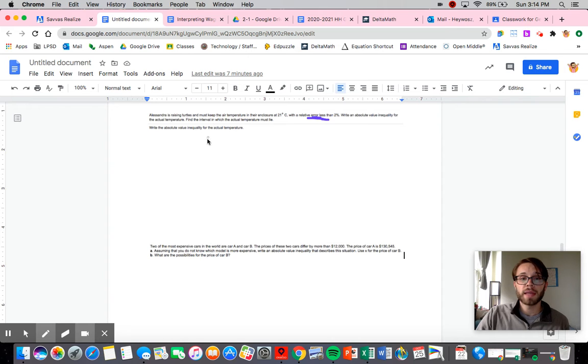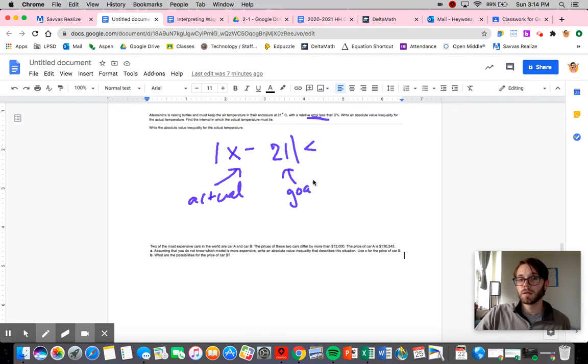So we're looking at the actual temperature, and I'm saying that my real temperature, whatever it is, I don't know what it is, has to be within this range. All right, so again, we're setting this up the same way we were setting it up in terms of the absolute value equation problems. We're dealing with, here's our actual, here's our target or our goal. And then outside here, we're given our margin of error.